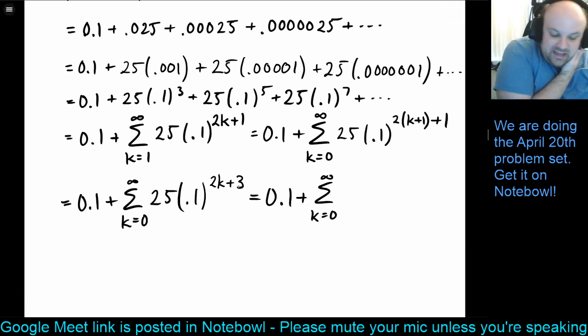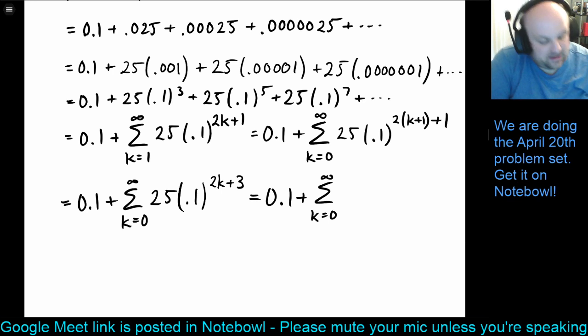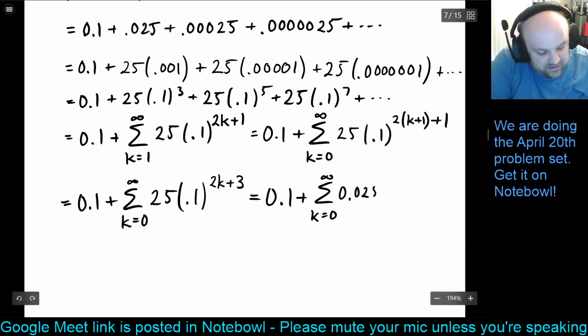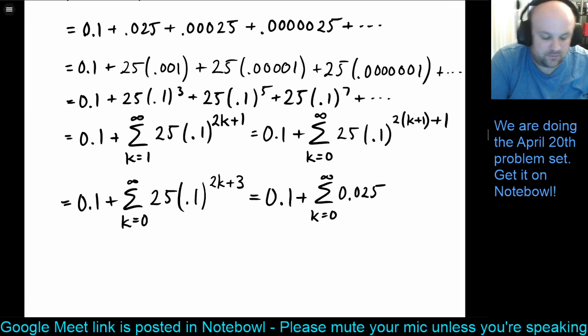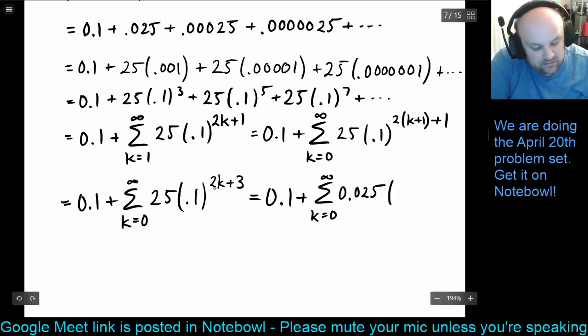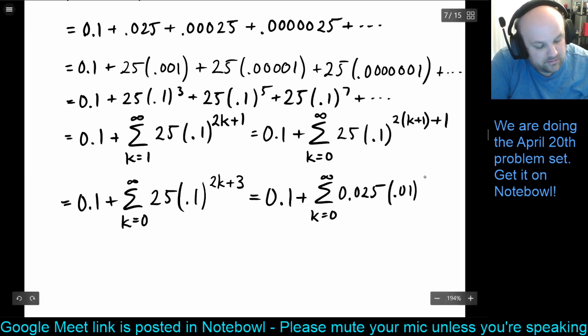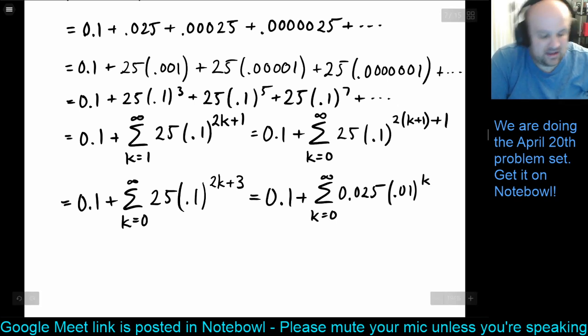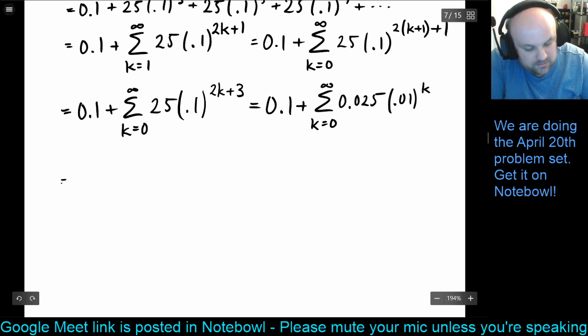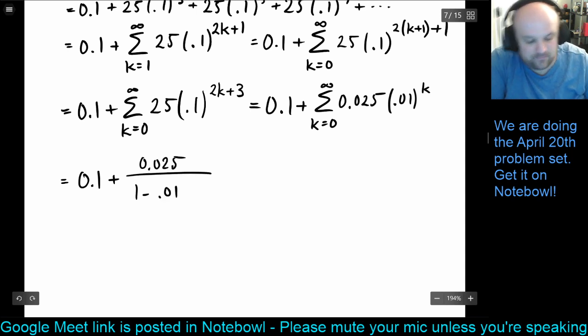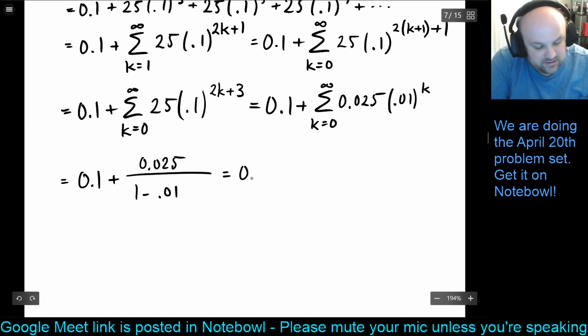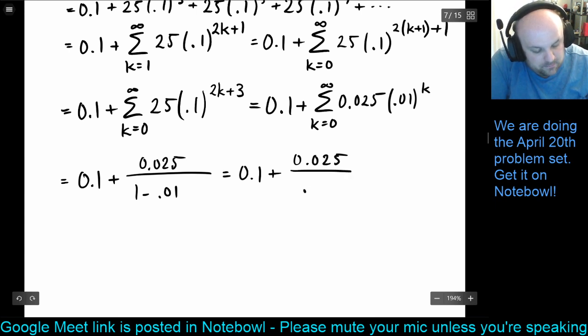All right, so here, that extra 3, I'm going to split all that off, and that's going to give me 0.025. Right? I'm going to move that decimal over 3 times. And then in here, this 2, I'm going to square this number on the inside, so this gives me 0.01 to the k. Right? And now we can go on with our business here. 0.1 plus a is 0.025 over 1 minus 0.01. Right, so that's 0.1 plus 0.025 over 0.99.